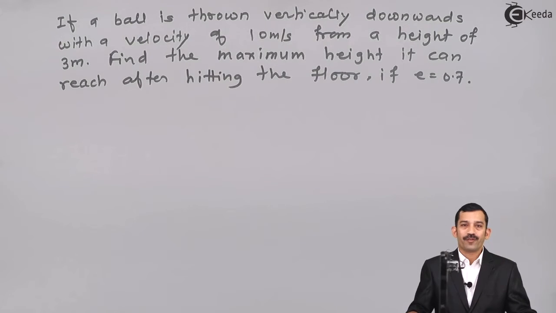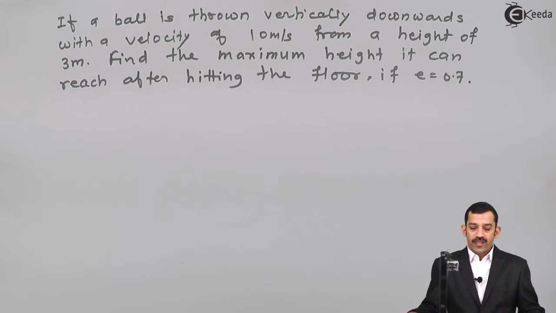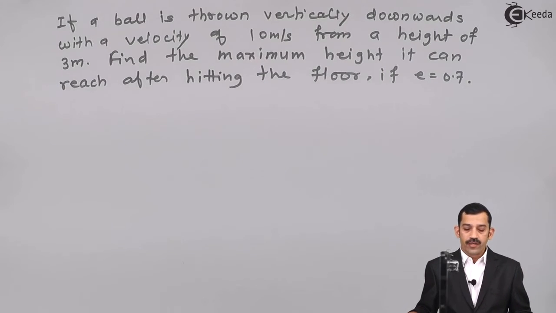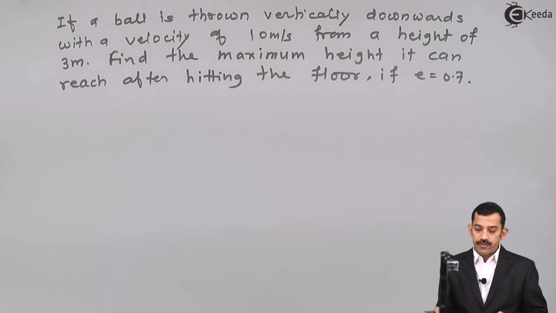Hi friends, we'll solve a problem on kinetics of particles. See what is given in the problem. If a ball is thrown vertically downwards with a velocity of 10 meters per second from a height of 3 meters, find the maximum height it can reach after hitting the floor if e equals 0.7.